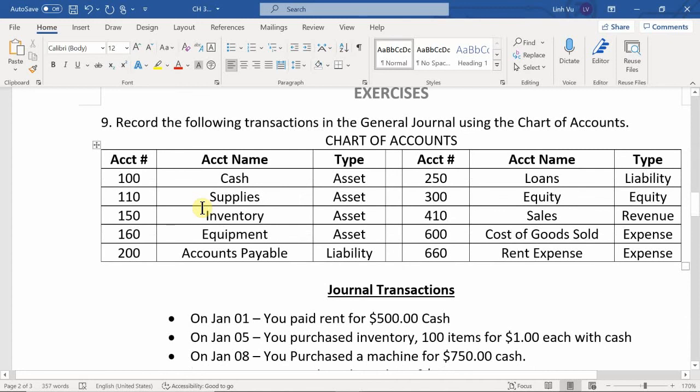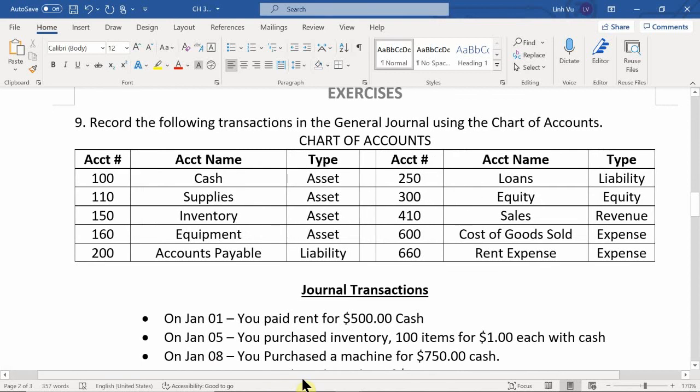So let's take a look at our chart of accounts. How does this affect our business? We're paying for rent, so we can open up our shop. Let's use our chart of accounts. Do we have a cash account? Yes, we do. Do we have a rent account? Rent expenses. Yes, we do have a rent expense account, account number 660. Now, in this case, how do we use the debit and credit system?